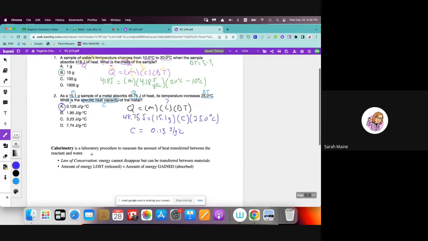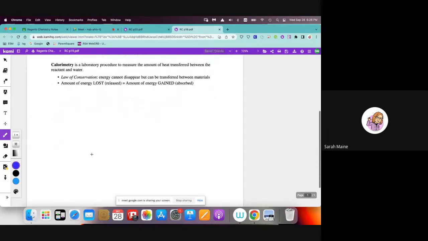Moving on, bottom part of page 19, we're going to look at a lab procedure that is called calorimetry. So this is a lab procedure to collect the data and then calculate the amount of heat that's transferred between two different materials. So calorimetry is a lab procedure that is used to determine the number of calories or the amount of energy in each food serving. So during the process or the lab procedure of calorimetry, we have our reactant, which is our material of interest, and then the other substance that is always used is water.